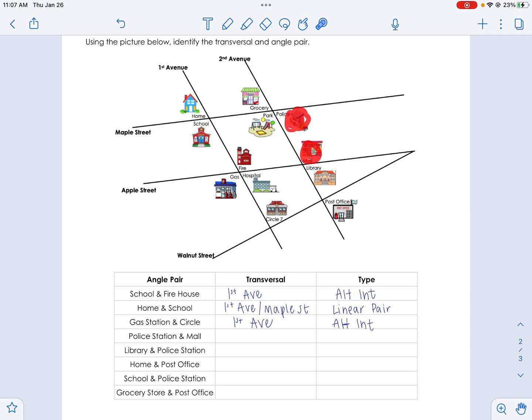Now, if I were trying to go from the police station to the mall, now I'm not on First Avenue anymore. Ask yourself, what road would take you from the police station to the mall? And that would be 2nd Avenue is our transversal.